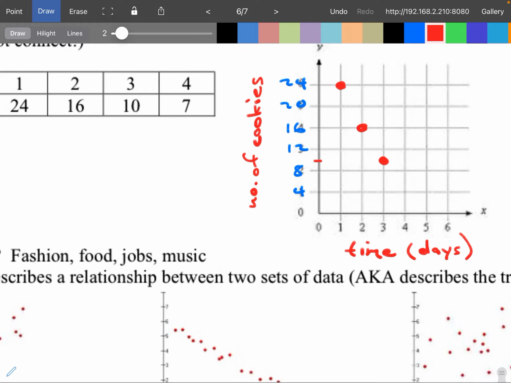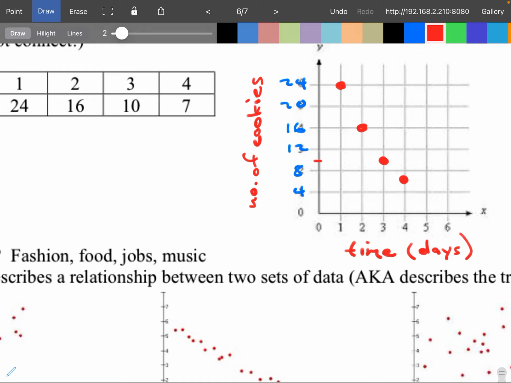For 10, you're going to have to get halfway in between 8 and 12, right? So that's 3 right, 10 up. And then 4 right, 7 up. So that's going to be a little bit less than 8. So like right here. And that's it. That's all we got to do on that part. All I wanted you to do is graph the points.